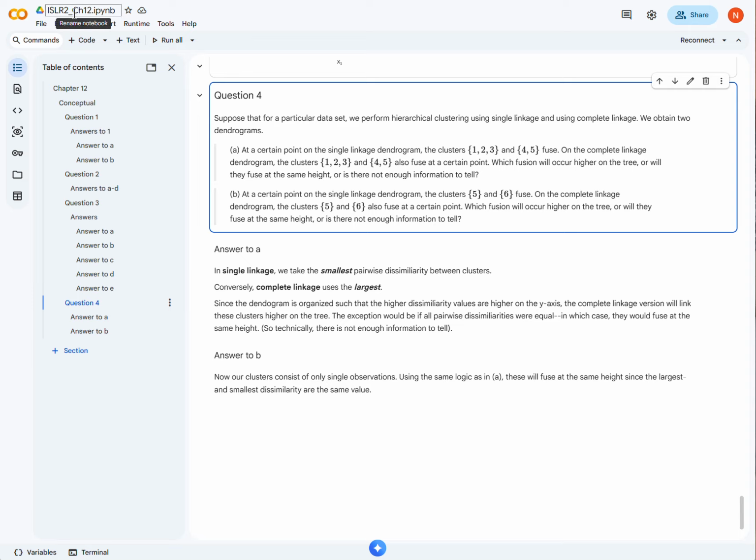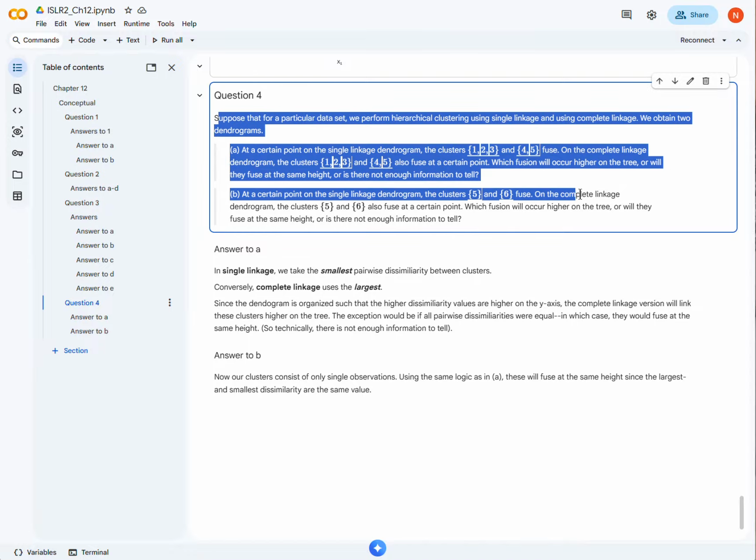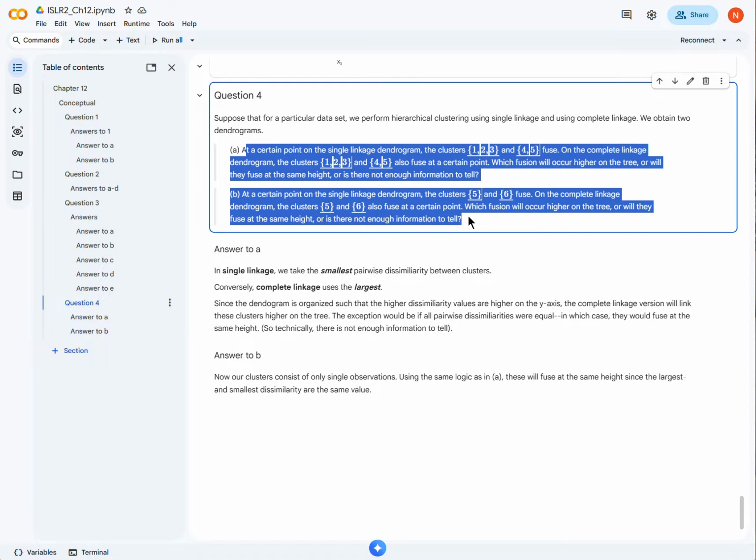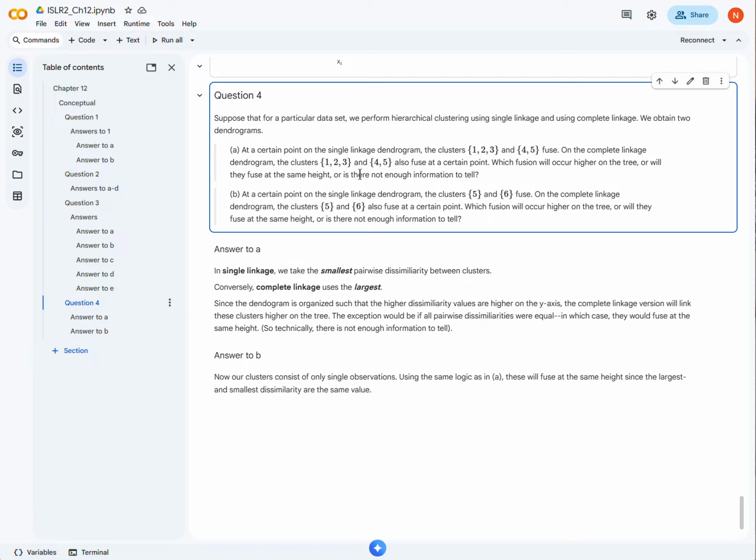Okay, this is Introduction to Statistical Learning, Chapter 12, and we are on question 4 of the conceptual questions here. So here's the question, and we're basically given two nearly identical scenarios, and we're meant to answer some things about them. It's a little bit of a boring question to look at, but I suppose I will read the entire thing.